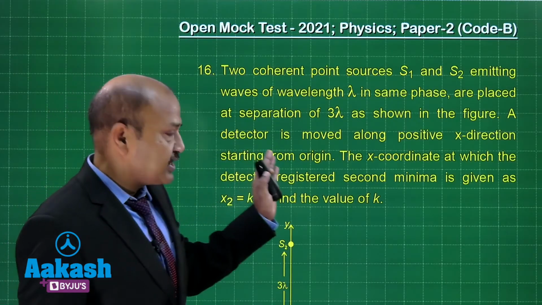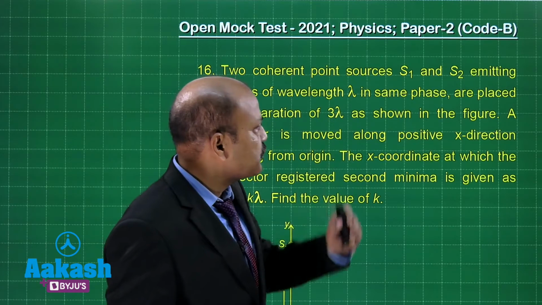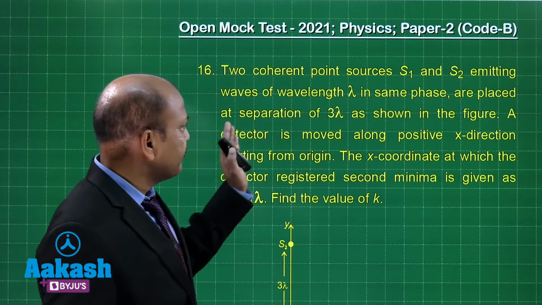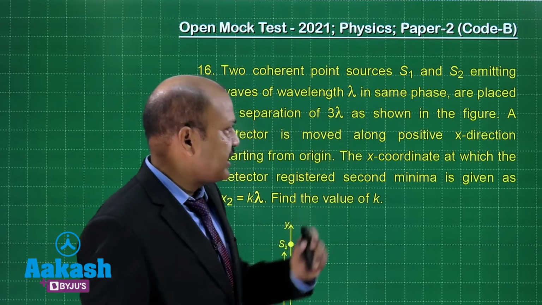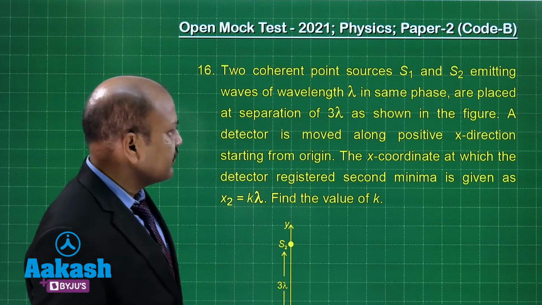The next question is on interference of waves. Two coherent point sources S1 and S2 emitting waves of wavelength lambda in same phase are placed at separation of 3 lambda as shown in the figure.